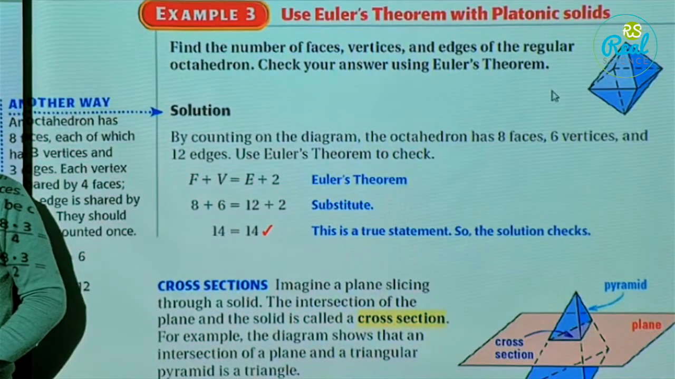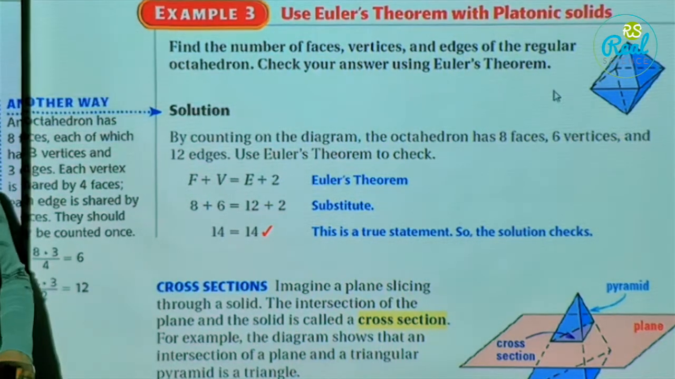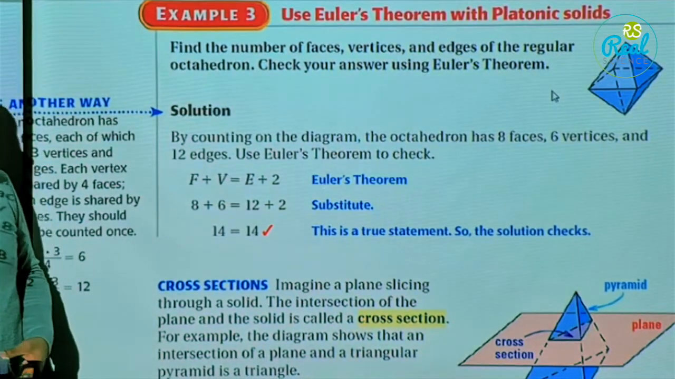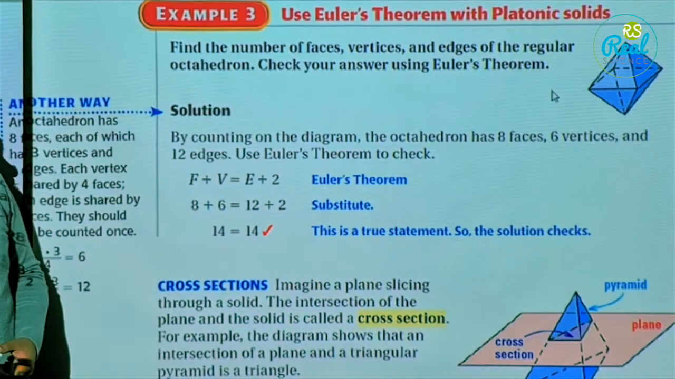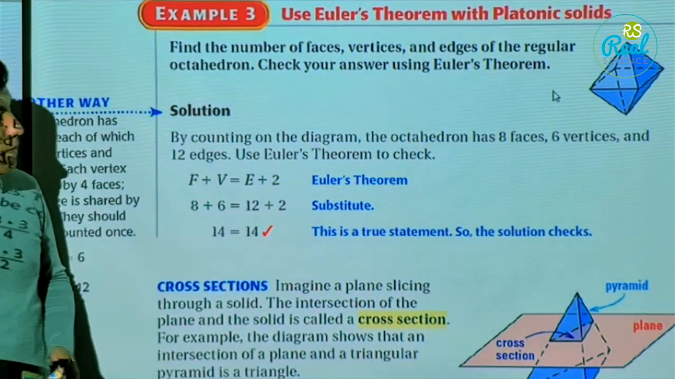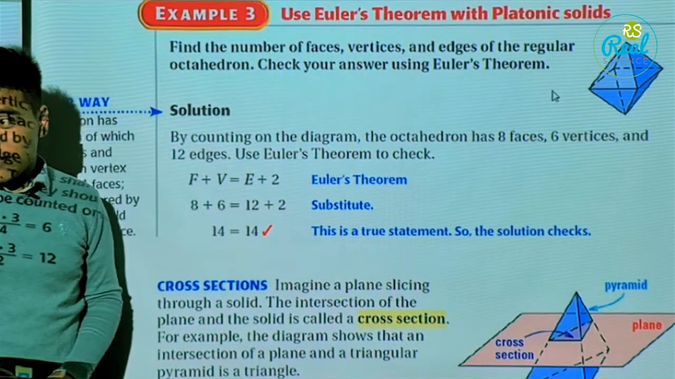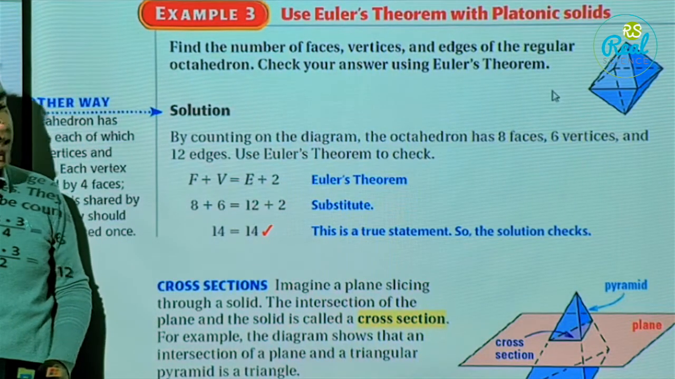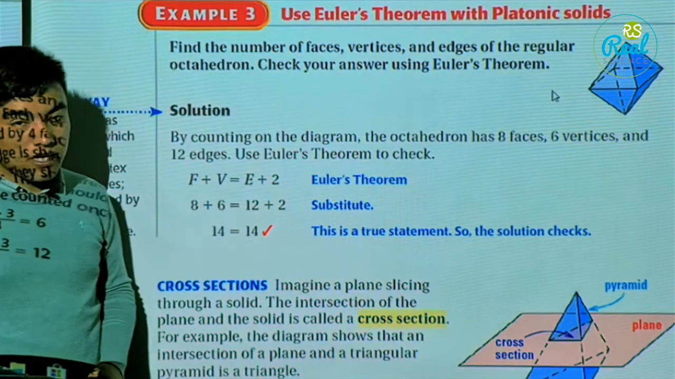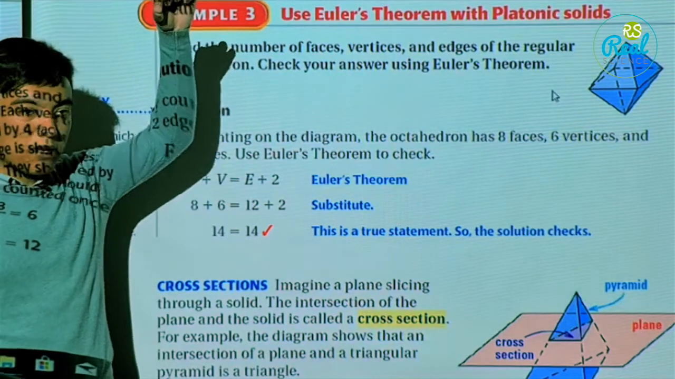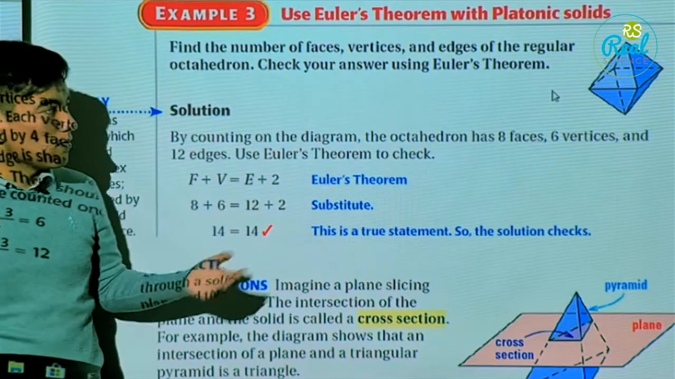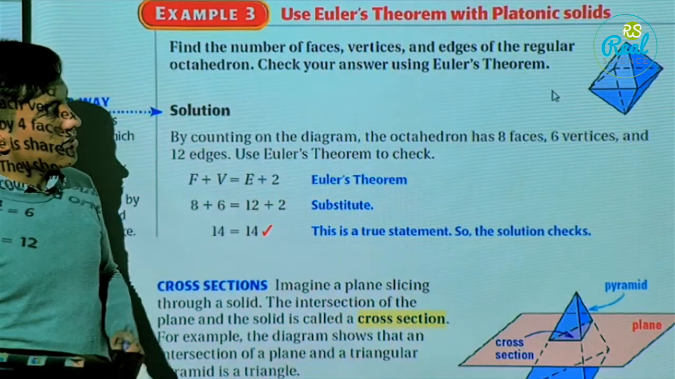Again, Euler's theorem with Platonic solids. Find the number of faces, vertices, and edges of a regular octahedron. Check your answer using Euler's theorem. Okay. Faces. We said 8 faces because octahedron. Octa means 8. Hedron means face, 8 faces. And vertices. How many vertices? 1 above, 1 below. And 4? 6 overall. What about edges?